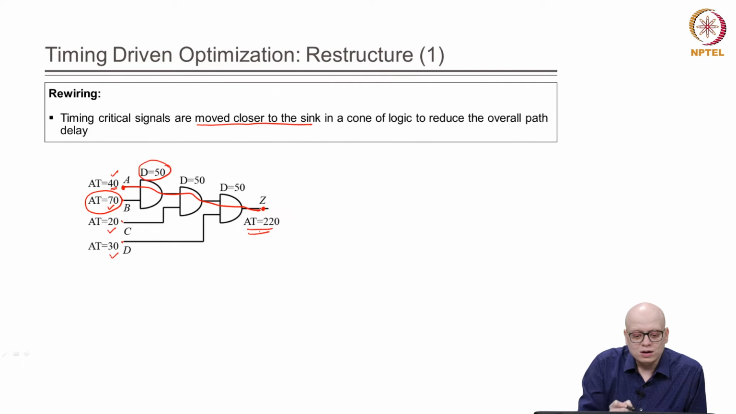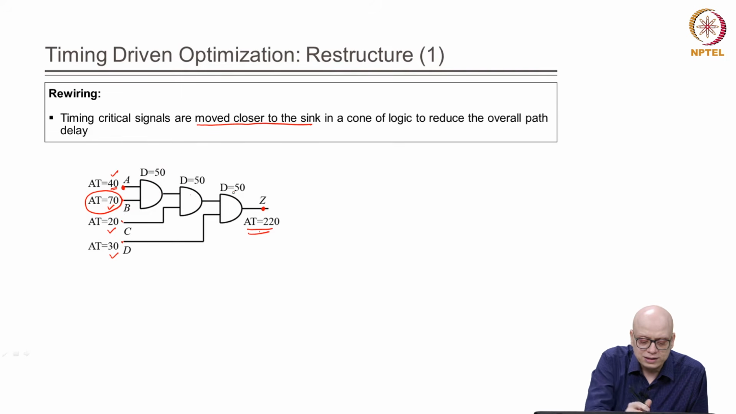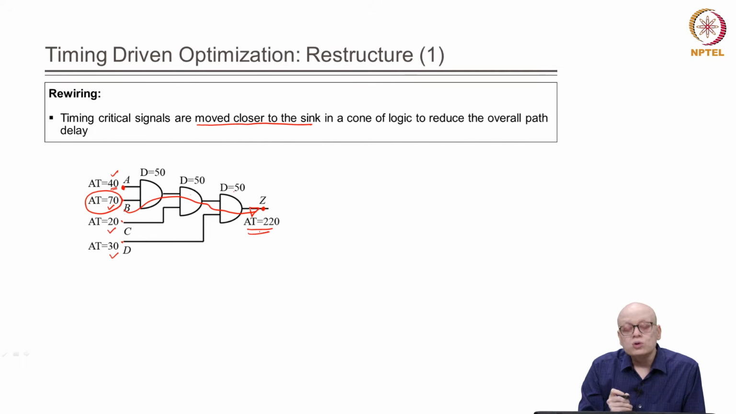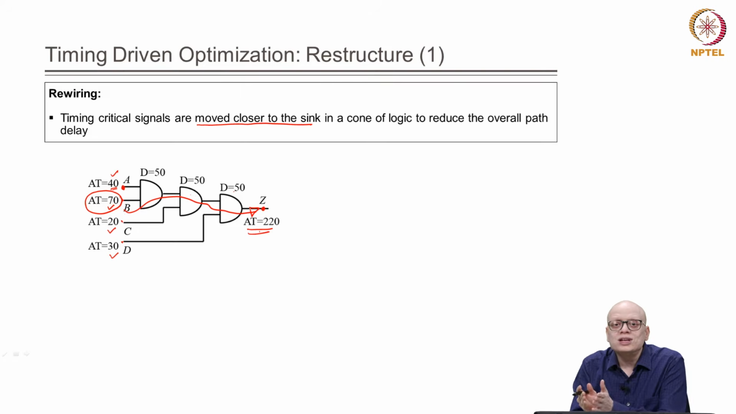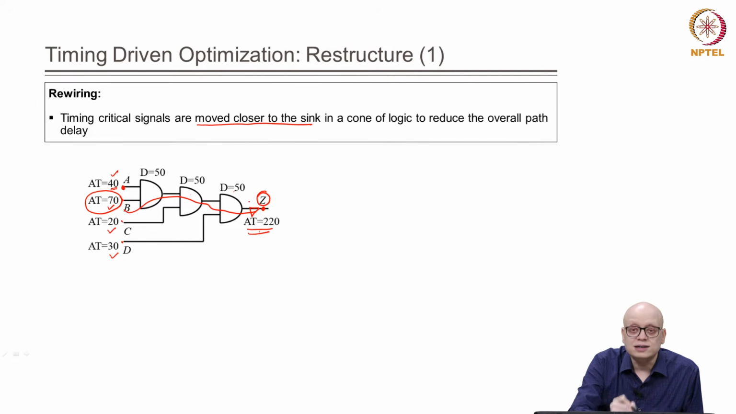Now, out of 190 and 220, 220 is the worst. For the others, there are only 2 AND gates. So, 50 plus 50 plus 20, that is 120, and 50 plus 30 is 80. So, the others are not critical. The critical or the worst path is this one. So, we will want to move B closer to the sink. The sink here is Z, where the signal is ending.